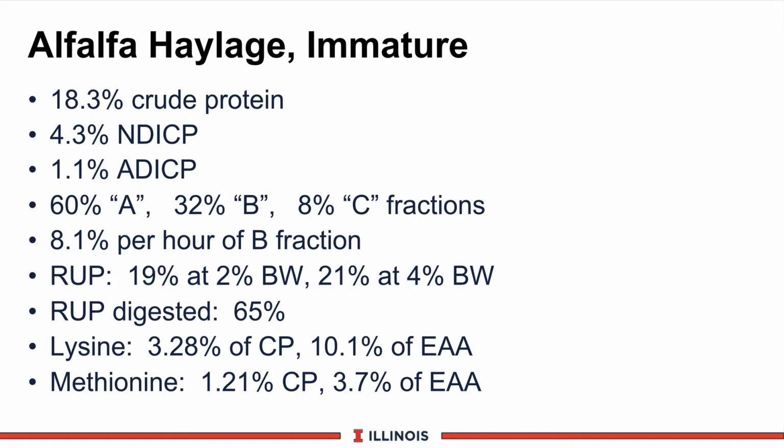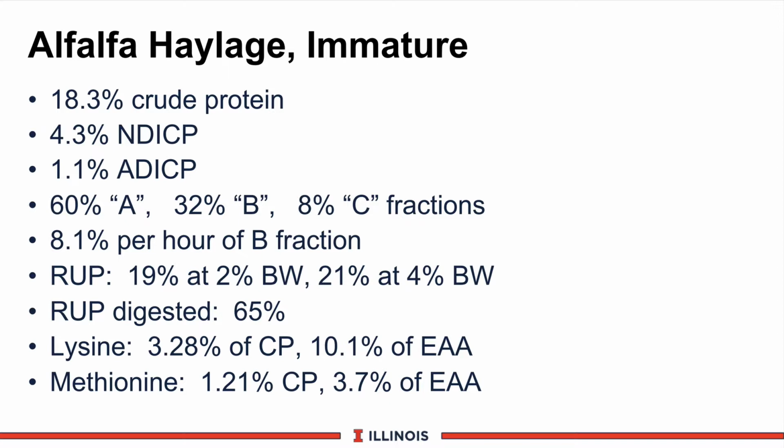Let's go back to our old buddy, alfalfa haylage, immature. You will find that these are broken out by forage qualities, and this is what you'd find in the table. 18.3% crude protein, about 4.3% of the protein as NDICP, 1.1% would be acid detergent insoluble crude protein. Now we come down to the various fractions, the A fraction 60%, the B fraction 32%, the C fraction 8%.